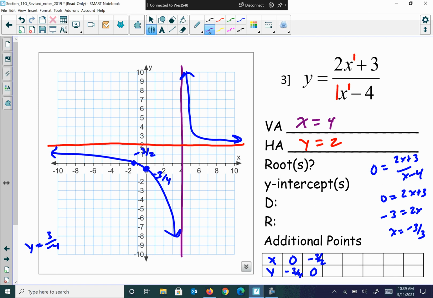Anyone want to take a shot at the domain? Negative infinity to 4, 4 to infinity? Anyone want to take a shot at the range? Negative infinity to 2, 2 to infinity. That's it, folks. Come on.